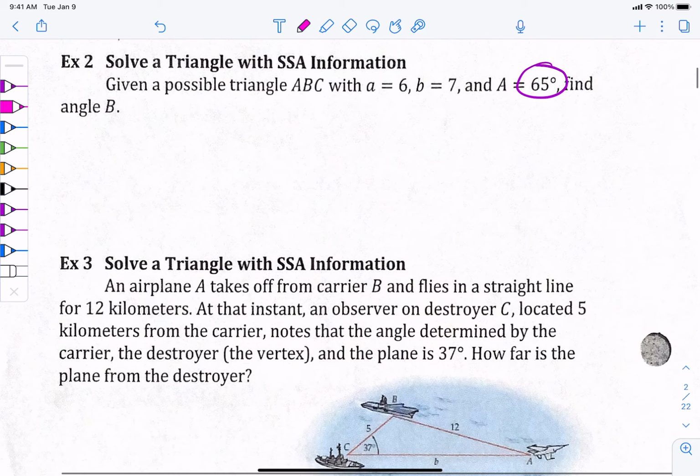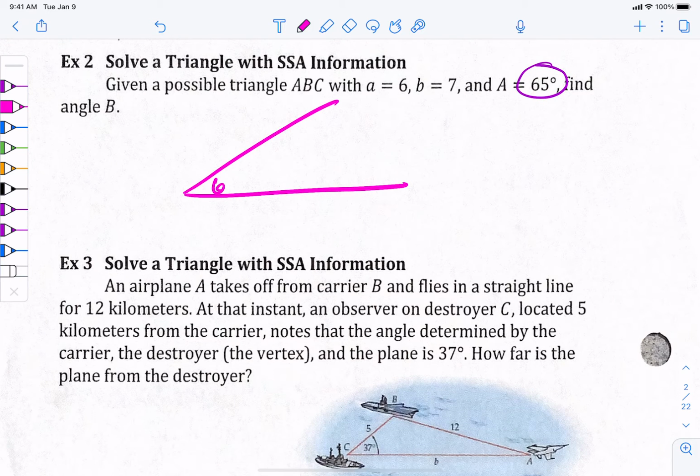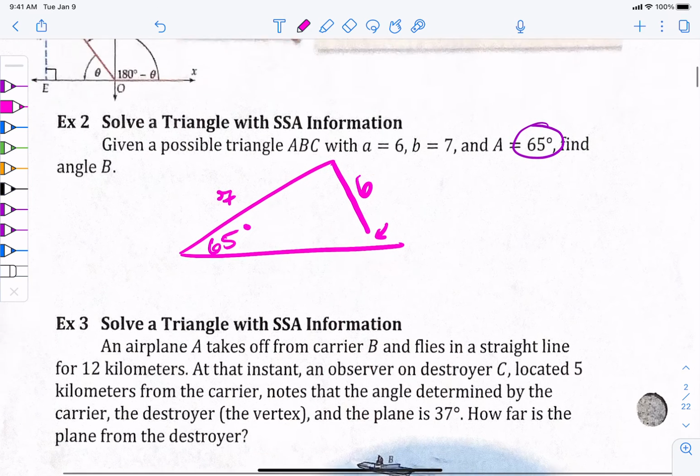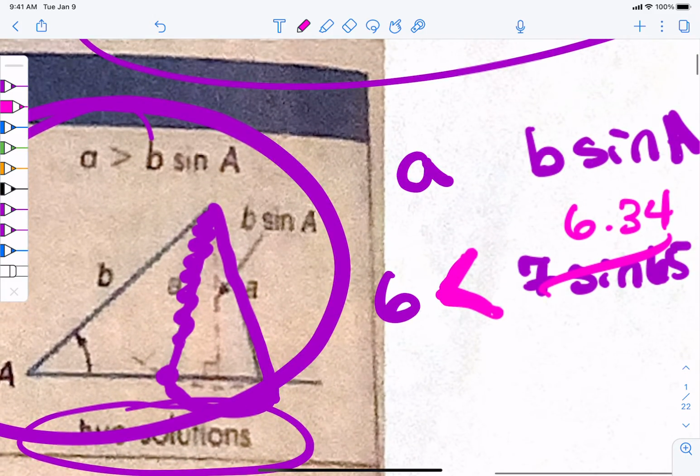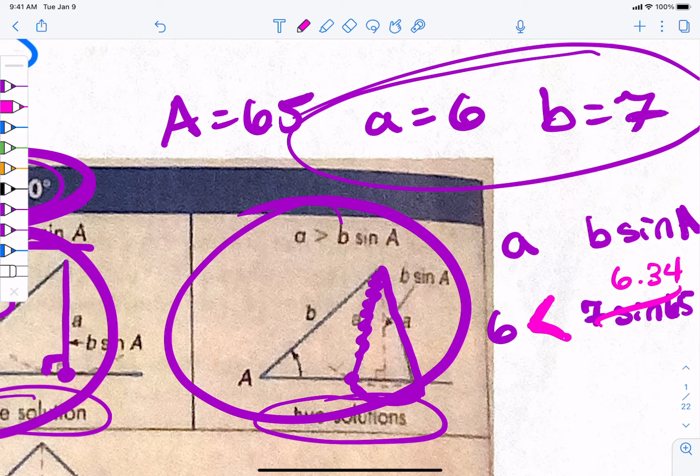It's doing one of these. If A is here at 65 degrees, b is here at 7, and this side is 6, it's trying its hardest to touch down over here, but it can't because it's too short. So we have that happening with example 2. There are no solutions. I just tested a in comparison to b times sine of A. Since lowercase a is smaller than that, it can't touch down on the other side. Those are the weird things that are going to happen with this section.